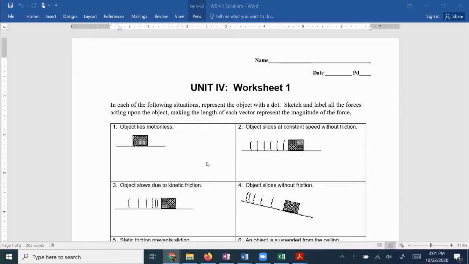Hi, in this video, I'm going to go over free body diagram 1. That's what this is called. Free body diagram 1.